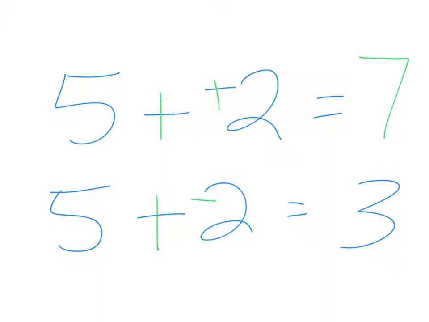And now we get to the multiplication and division of our integers, and that's going to be a whole lot simpler. Our rule for multiplication and division of integers is simple.